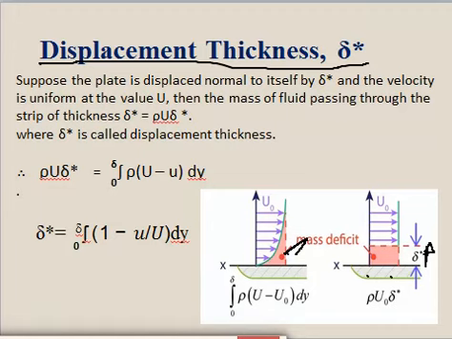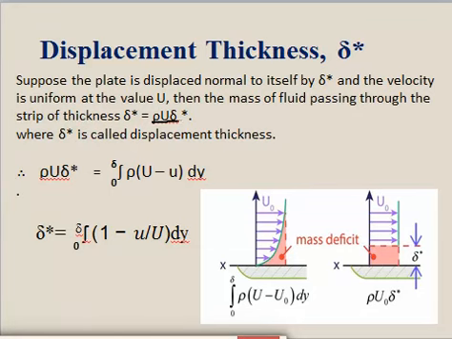Therefore, the reduction in mass flow rate area, as per our definition, should equal ρ U δ*. So basically these two terms, the integration from 0 to δ of ρ(U − u) dy, should equal ρ U δ*. So we can equate these two terms. Finally, ρ will be cancelled from both sides, and we can divide by capital U on the left-hand side.